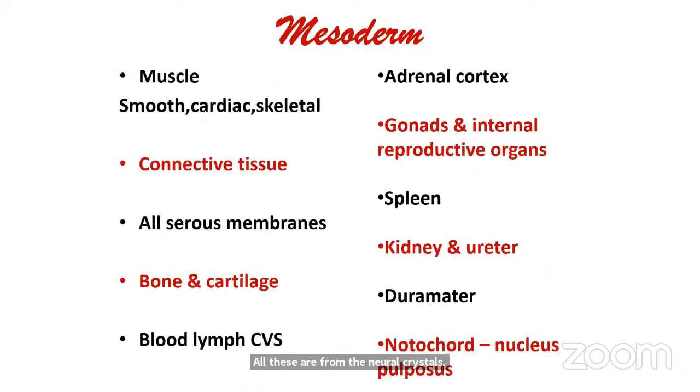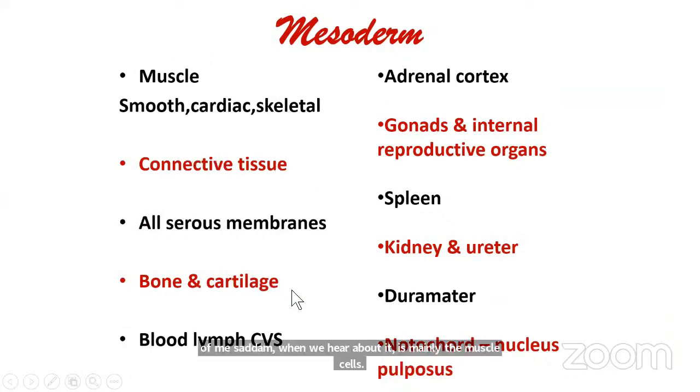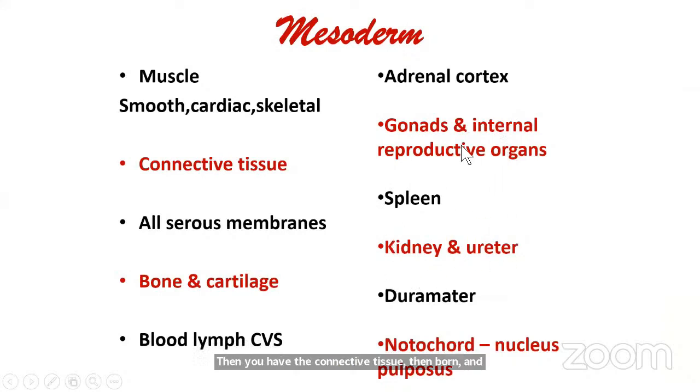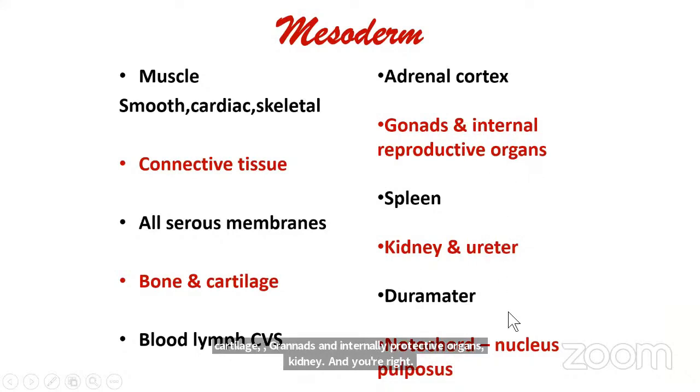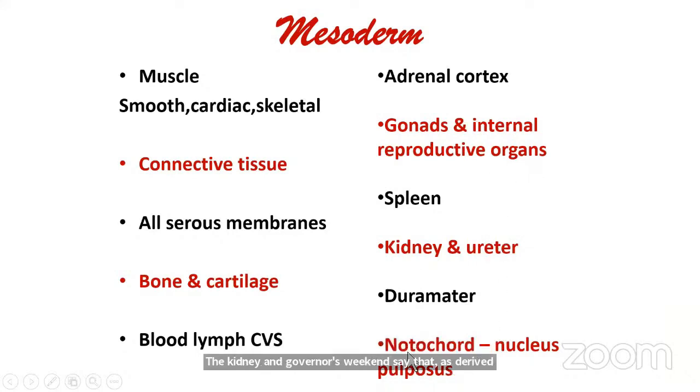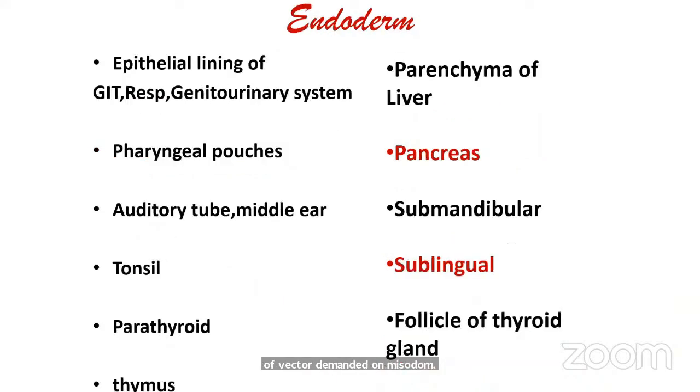Then mesoderm. When we hear about mesoderm, it is mainly the muscle cells. Then you have the connective tissue, then bone and cartilage, gonads and internal reproductive organs, kidney and ureter. Kidney and gonads, we can say that as derived from the intermediate intraembryonic mesoderm. Then you have the notochord, nucleus pulposus, the remnant. So all these things are derivatives of mesoderm. Derivatives of ectoderm, endoderm, mesoderm, you will definitely get one question normally if you get a question from embryology.